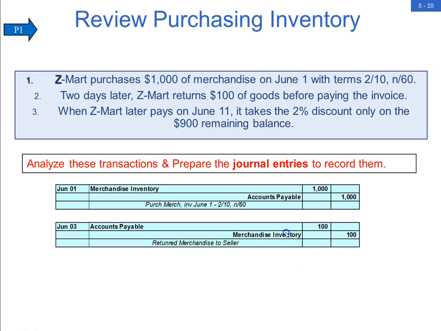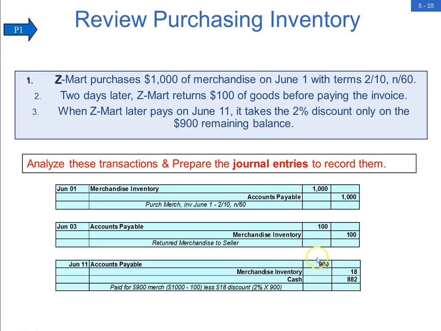So lastly, we're going to now pay on June 11th. We're going to pay off the full amount. We're going to get a 2% discount because we paid within the 10-day period. We purchased first on June 1st, and we're paying it off June 11th. That's within the 10-day discount period. We get 2% off. And remember, there's only $900 that remains at this point.